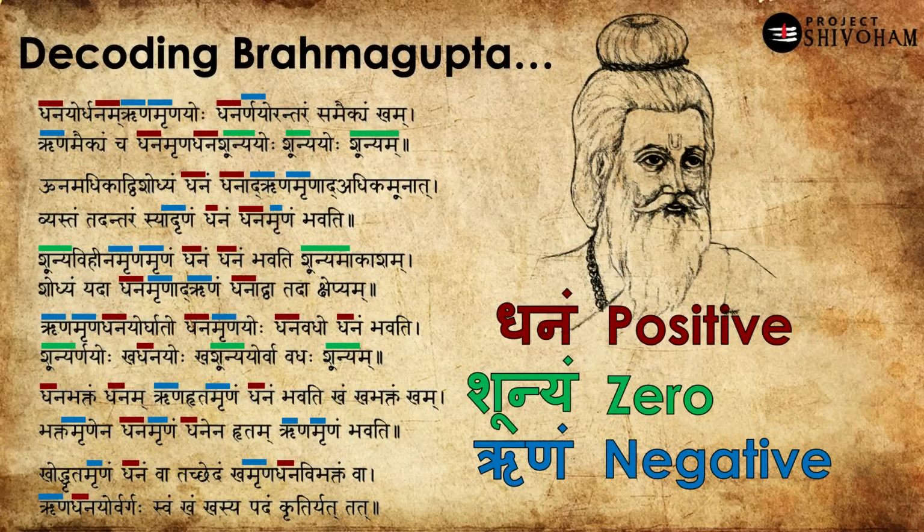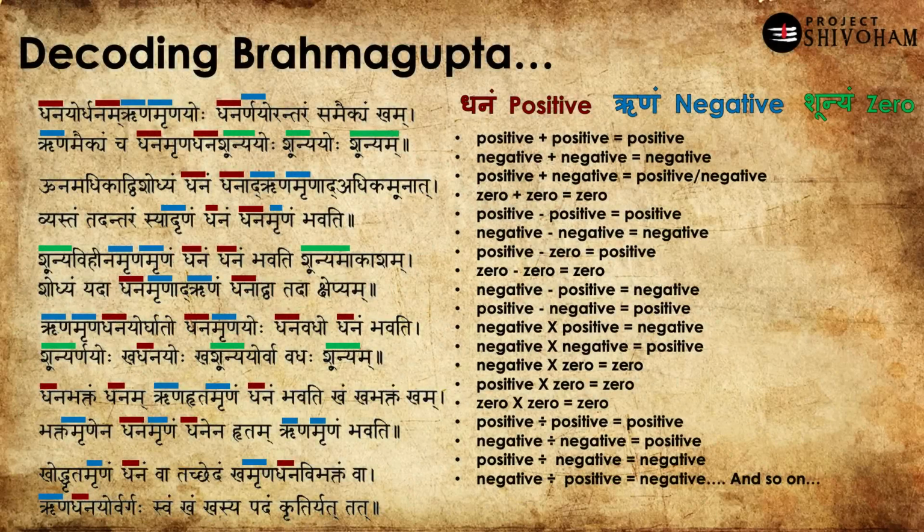Across the set of slokas, Brahmagupta repeatedly uses three shabdas or three words. Dhanam, which essentially represents the positive quantity, Shunyam, which represents zero, and Runam, which represents the negative quantity. I color coded all these three words, Dhanam in red, Shunyam in green, and Runam in blue across the slokas. Just a simple glance will give us a feeling of how tongue-twisting these slokas are. But when translated into a language that we can understand, this is how it looks. A long list of the principles of arithmetic operations on how to deal with positive quantities, zero and negative quantities. Now let us deep dive into this.